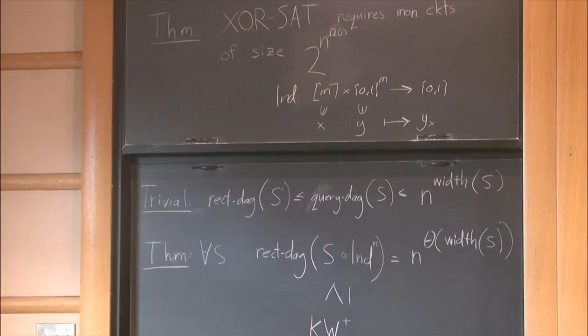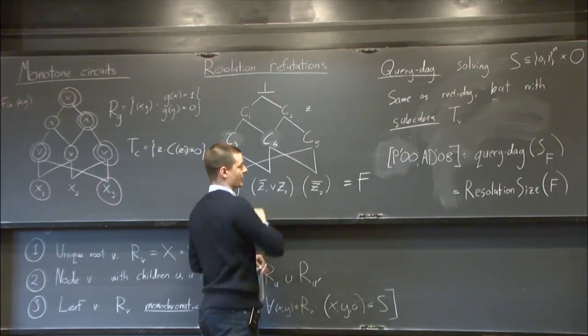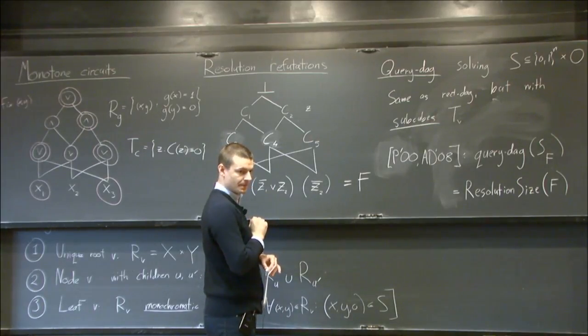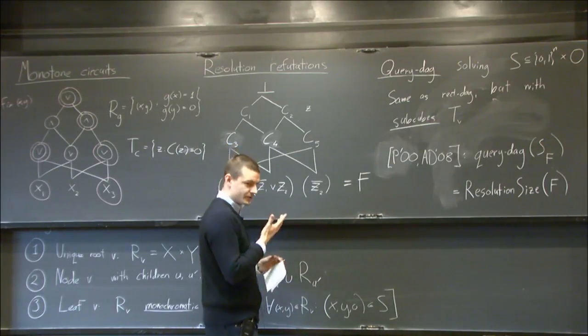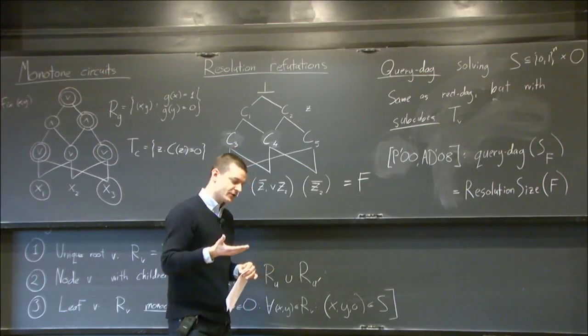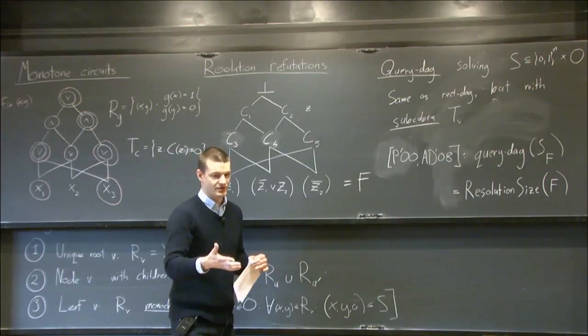Can you repeat what the first definition of the width of the search problem was? Yes, so in this resolution picture, it was the number of literals in a clause. So I maximize over all clauses of how many width? Yeah, via the way you refute it, not directly. Well, you can define it directly by saying it's, in a query DAG, the maximum over nodes of the codimension of the subcube.